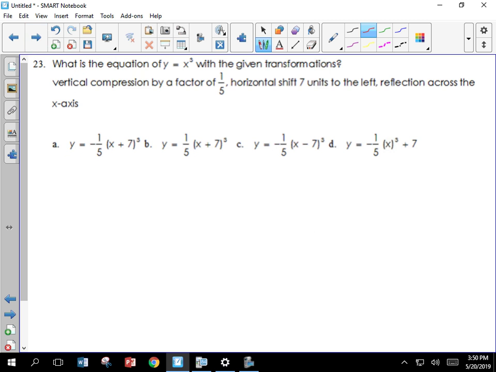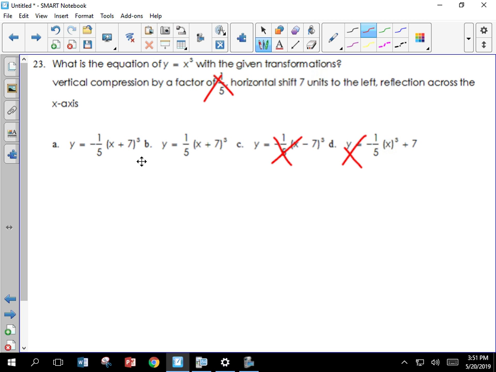What is the equation of y equals x cubed with the given transformations? Vertical compression of a factor of 1/5. Just using test taking, if I look at this, all of them are 1/5, so I'm not worried about that. Horizontal shift 7 units left. This tells me up. This tells me right. So both of those are done. Narrowed it down to 2.